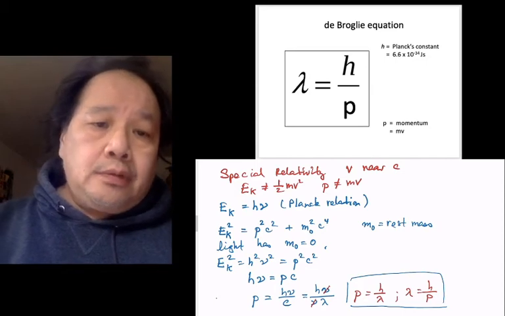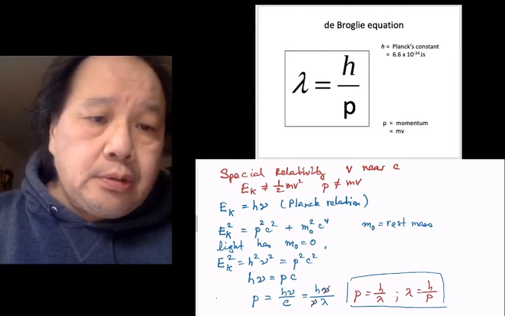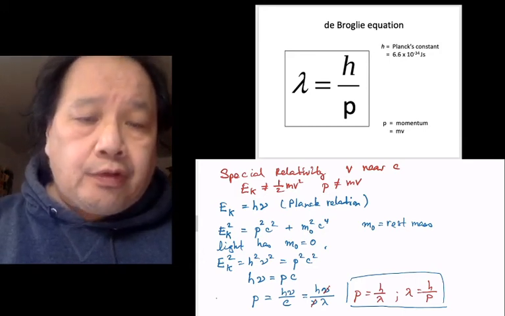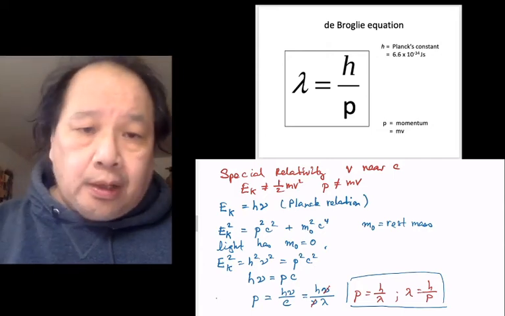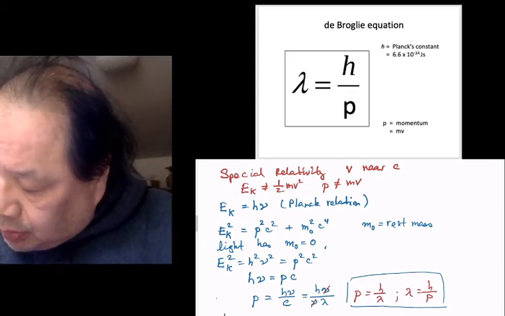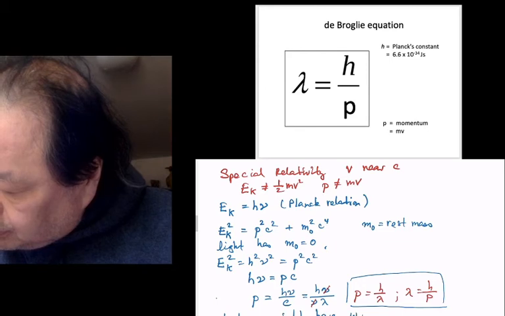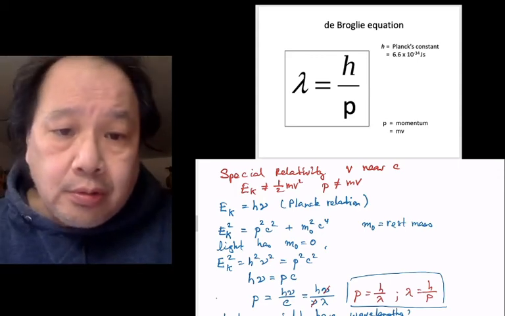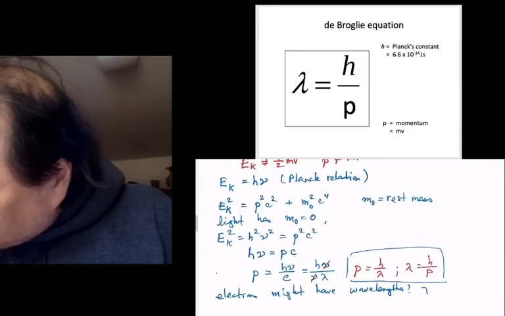if light is a wave and acting as a particle, maybe particles are not just particles, they act as waves. And we get to the important relationship, the de Broglie equation, proposed by de Broglie, which is that electrons might have wavelengths. And these wavelengths might obey the rule lambda equals h over p.